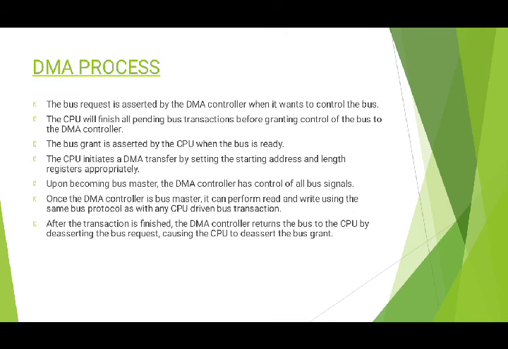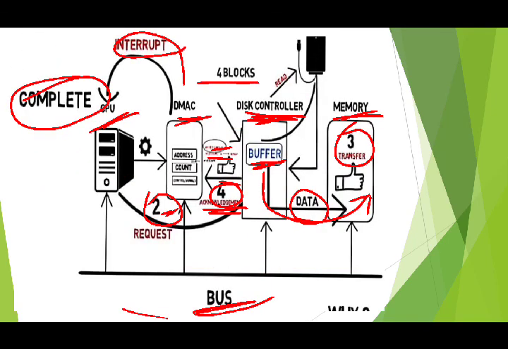And after the transaction is finished, the DMA controller returns the bus to the CPU by deasserting the bus request, causing the CPU to deassert the bus grant. That is the DMA process. This figure and process are an important one: the 4 steps, and the byte count is also important, whether it is 0 or not equal to 0, and the process of requesting, data transferring, and acknowledgement, completing through the interrupt transfer. These all are important steps for the DMA process.